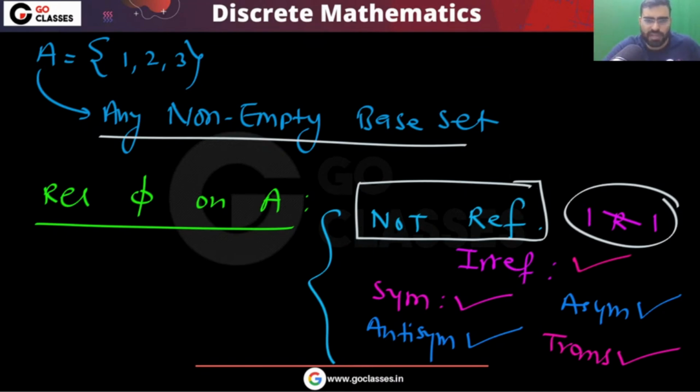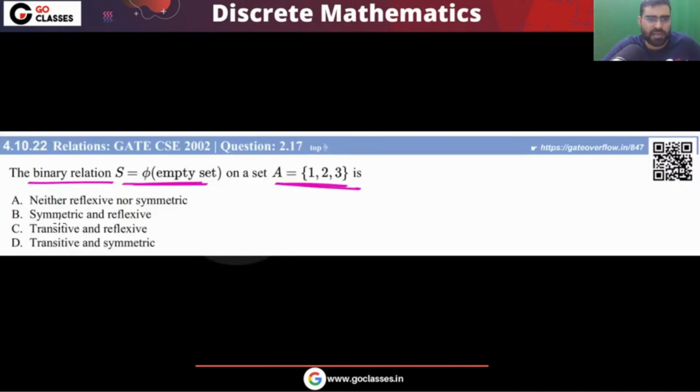So this is not reflexive. All other properties are satisfied. So the answer is going to be, this will be transitive and symmetric. Okay, so the answer is going to be option D.